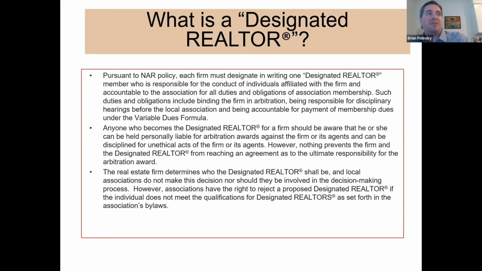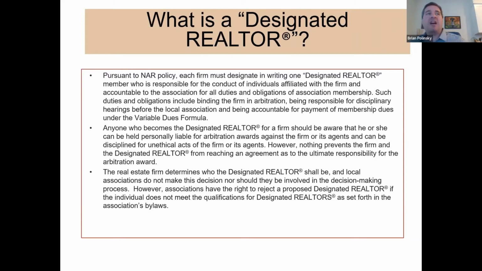So they could have an internal contract saying that, okay, even though you're the DR and you could be held personally liable, the firm will indemnify you for any potential damages that you may have from that. The real estate firm determines who the designated realtor shall be, and local associations do not make that decision, and they shouldn't be involved in that process. However, associations do have the right to reject a proposed designated realtor if the individual doesn't meet the qualifications for DRs set forth in the association's bylaws.